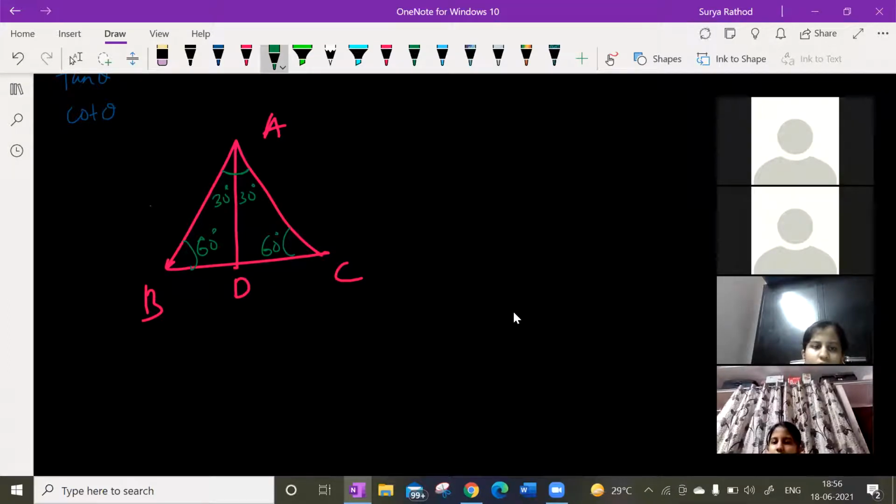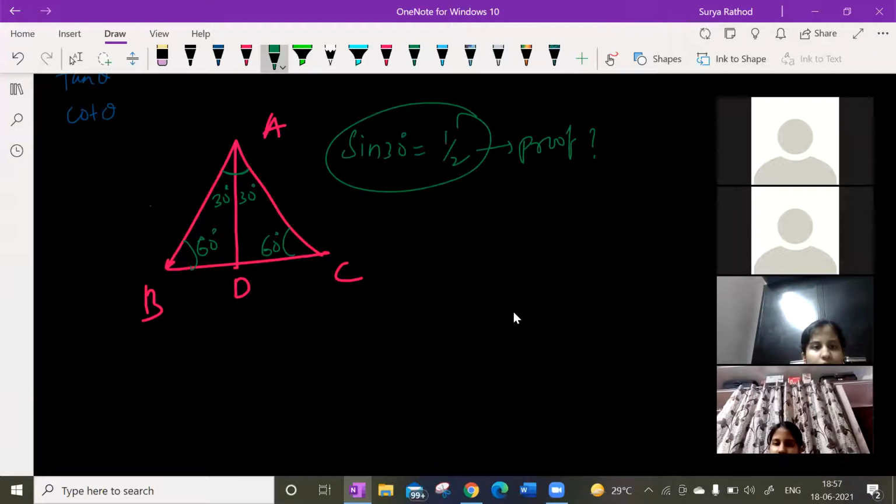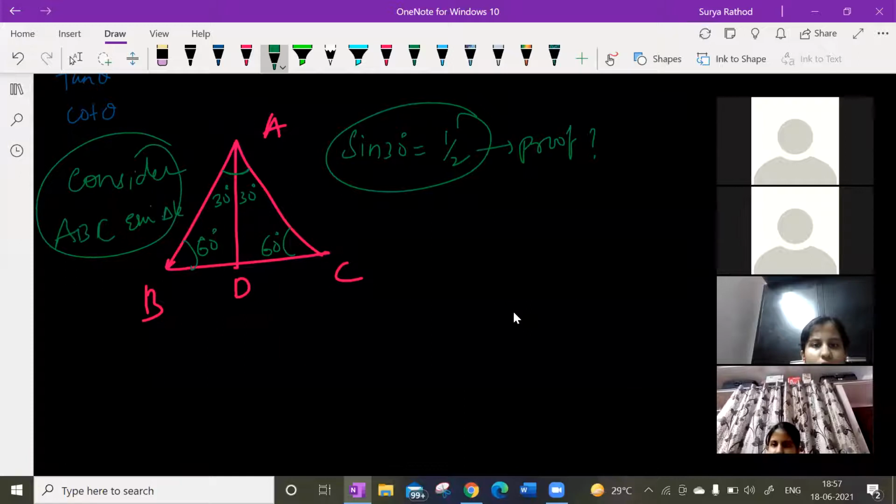All right. See, now we are calculating sin 30. Sin 30 is 1 by 2, right? What is the proof? We are just deriving the proof. Consider ABC, an equilateral triangle. I'm taking any equilateral triangle which is ABC, where A, B, and C are equal, which are 60 degrees.